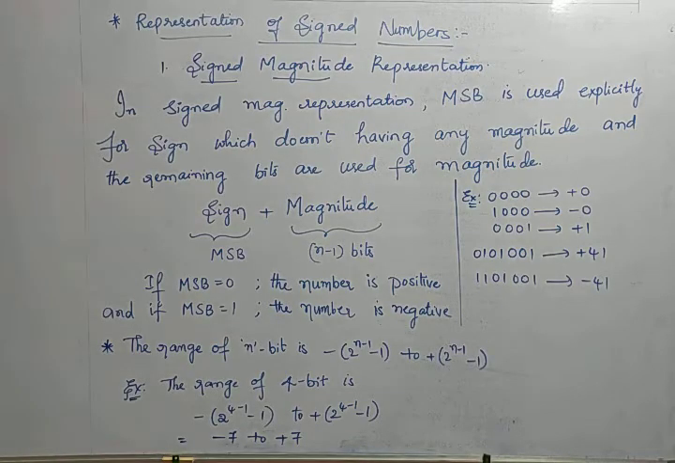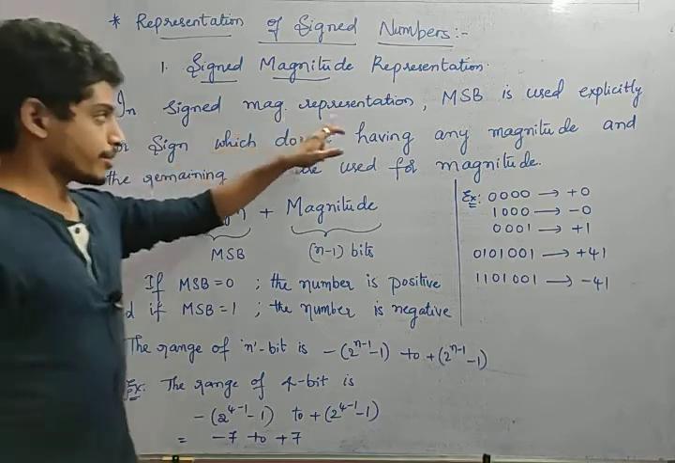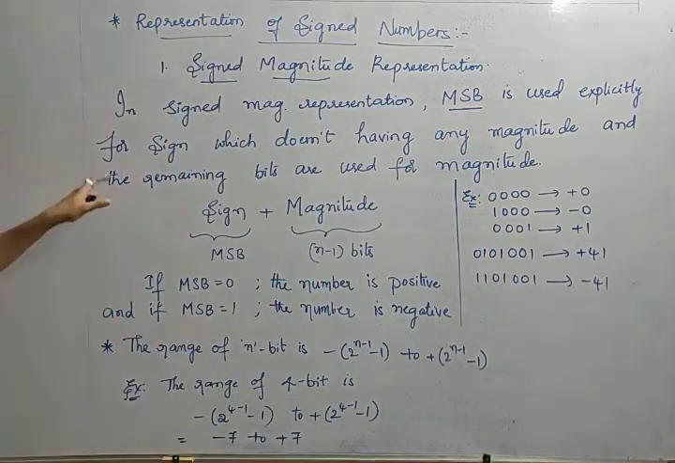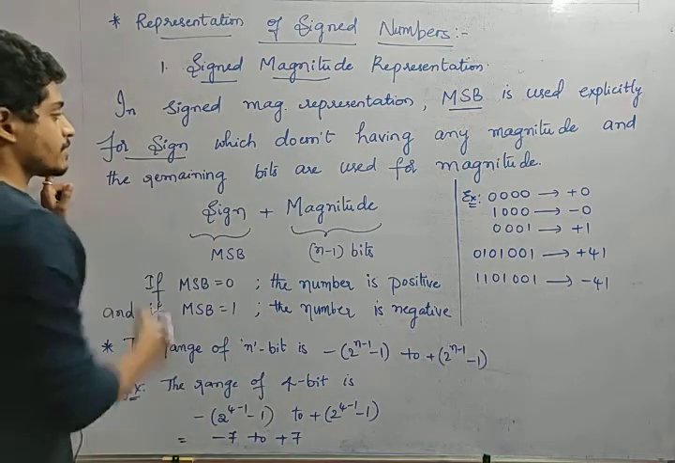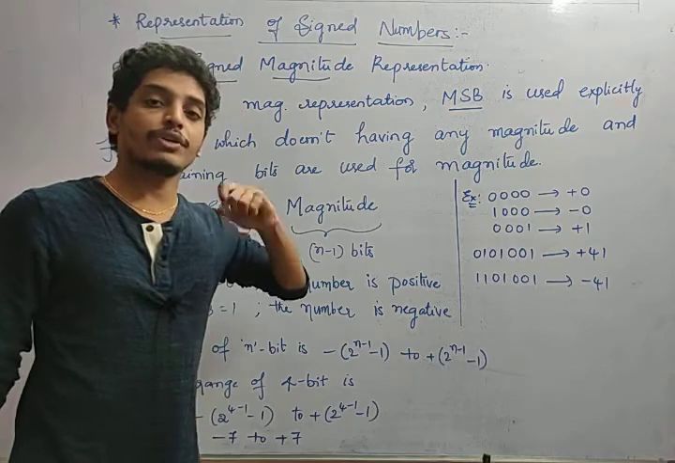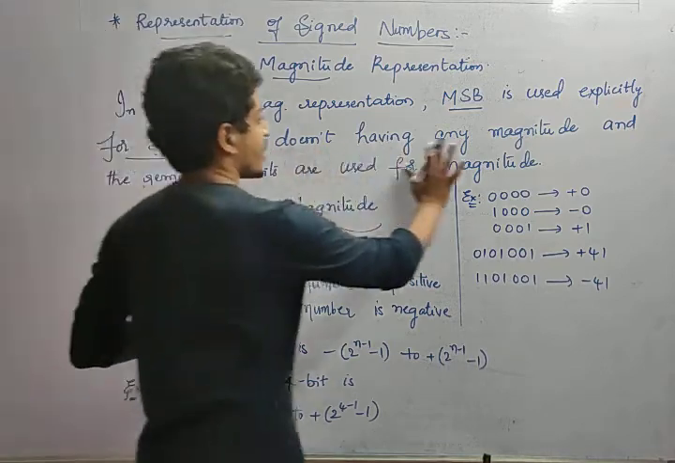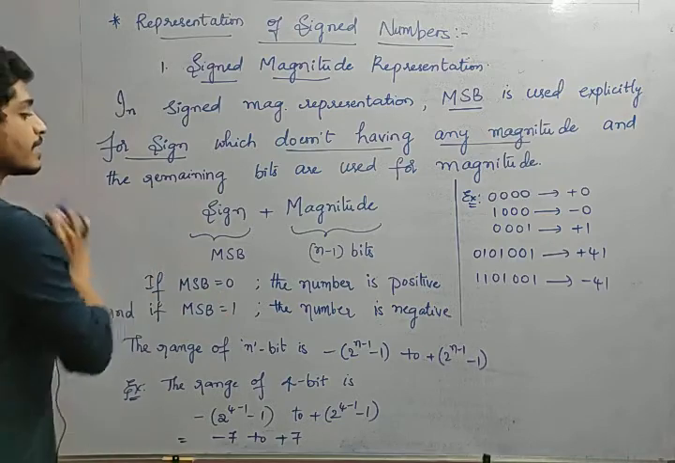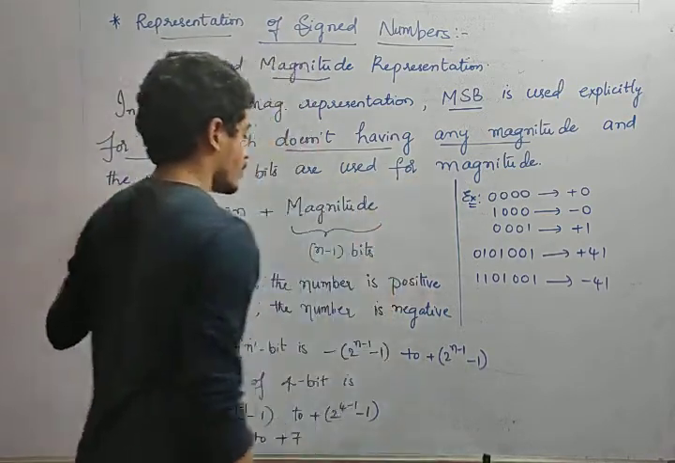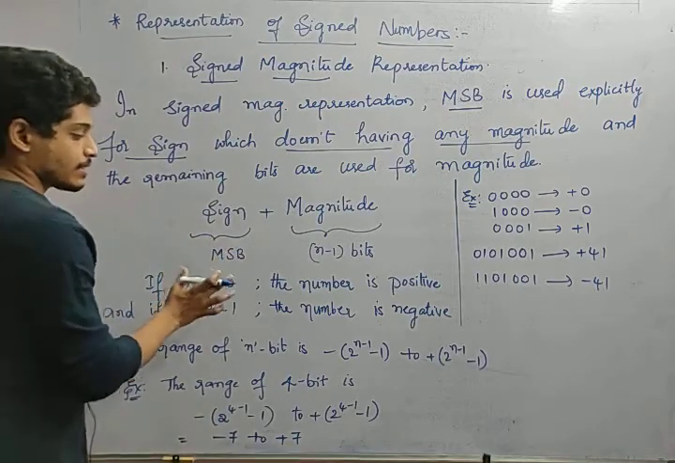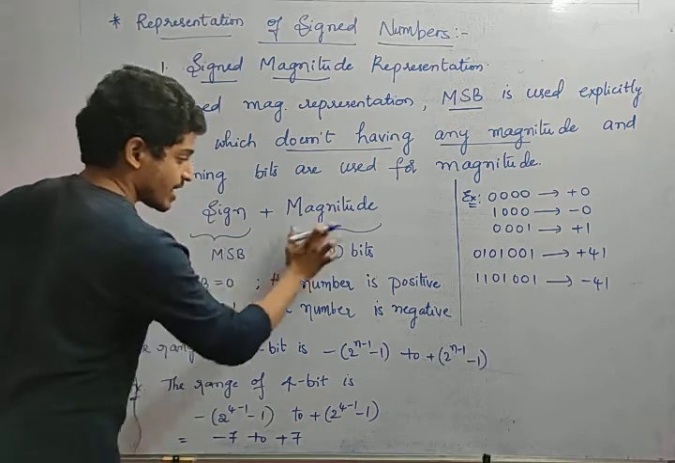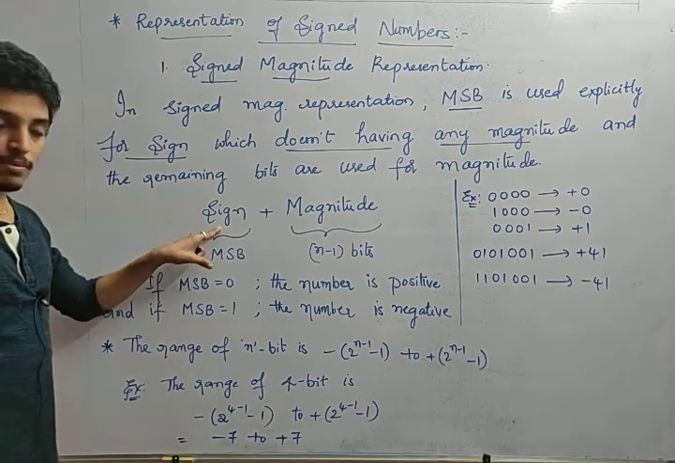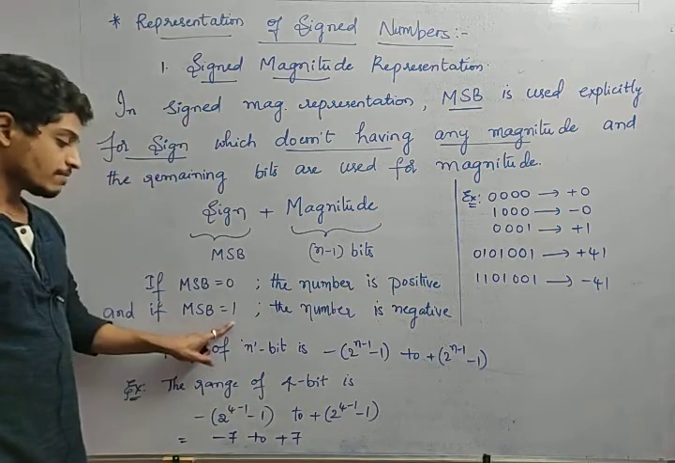See here, in sign magnitude representation, the MSB is used explicitly, that means separately we will be having special significance on the MSB, friends, only for sign. That means the MSB, the most significant bit, is used only to represent the sign of the number. It does not have any magnitude, it says only about sign, and the remaining bits are used for magnitude. Suppose I have n digits. The MSB digit represents sign, and the remaining n minus 1 digits represent magnitude. If the MSB is equal to 0, the number is positive, and if the MSB is equal to 1, the number is negative.